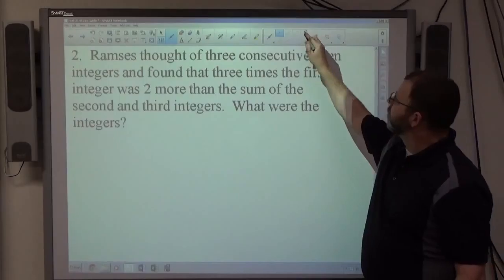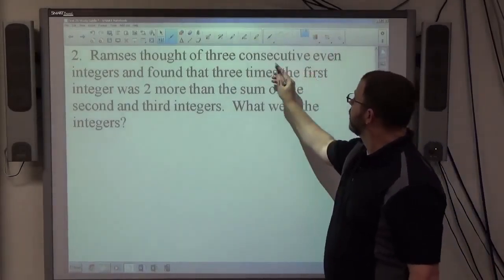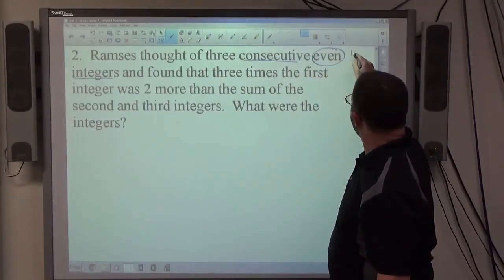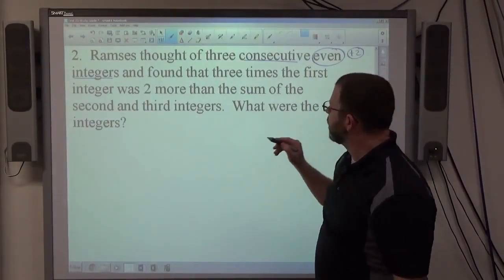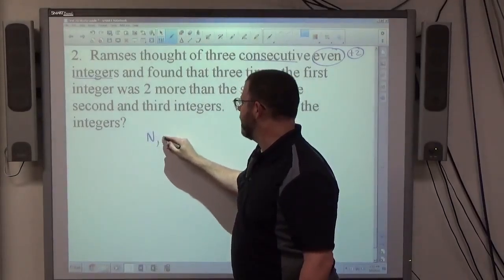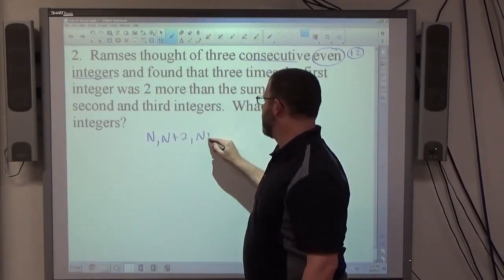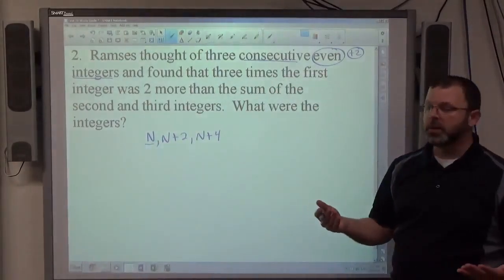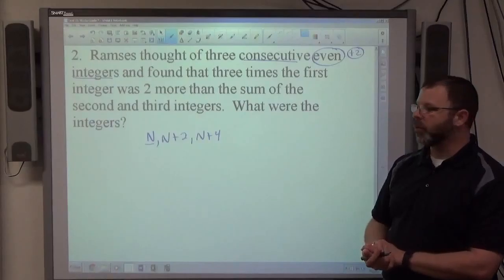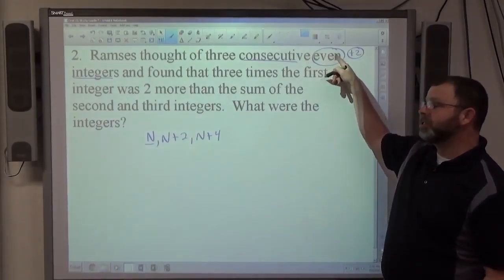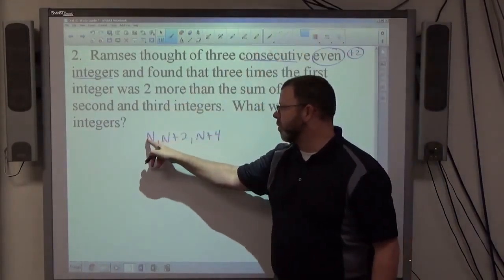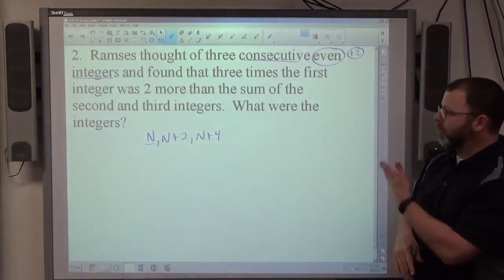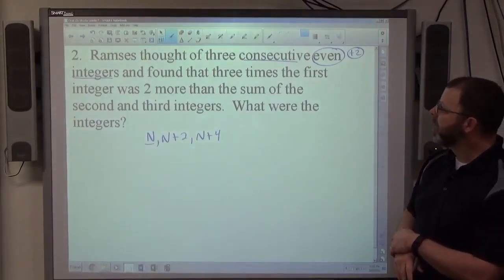Number 2, Ramses thought of 3 consecutive even integers. So consecutive integers, if I see that, and I see the word even, integers go up at a plus 2 pattern. So that establishes for me that the 3 consecutive even integers should be n, n plus 2, and n plus 4. The first integer we're establishing is an even number, and then the next even number is 2 bigger and then 4 bigger. If it's consecutive odd integers, it's still a plus 2 pattern. The first number is odd, add 2 to get the next odd, add 4 to get the next odd. So whether it's even or odd, but it'll probably be even since it's displayed on the study guide.